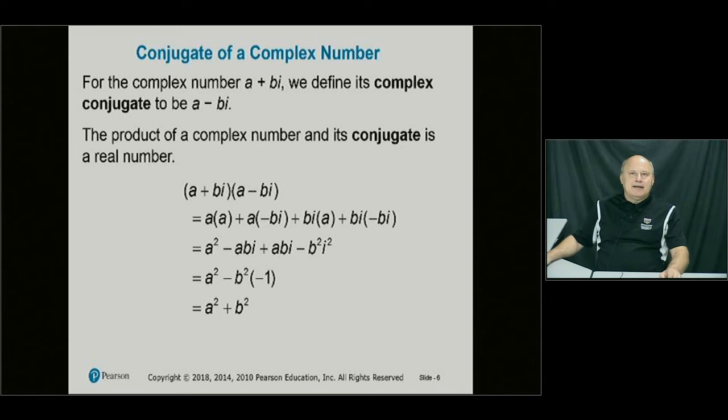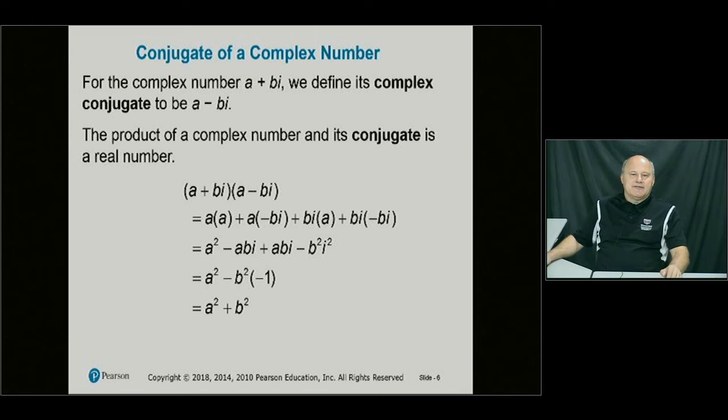And then bi times negative bi is a negative b squared i squared. i times i is i squared. But remember, i squared can be replaced with negative 1. So negative b squared times i squared ends up being negative b squared times negative 1, which is a plus b squared.